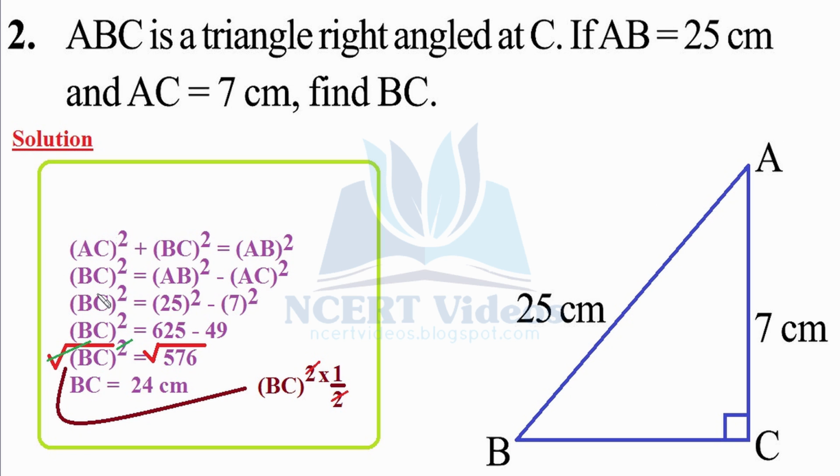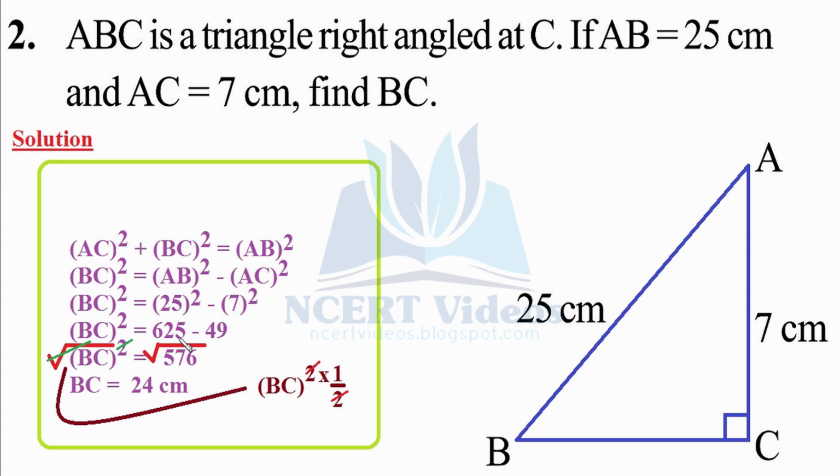Now plugging in values. Before that, let's separate it. Since we have to find BC, BC remains on the left hand side, transposing AC towards the right hand side. AB square as it is minus AC square. BC square equals, now we plug in the values. AB is 25 squared minus AC is 7 squared. Now BC square, 25 squared is 625.